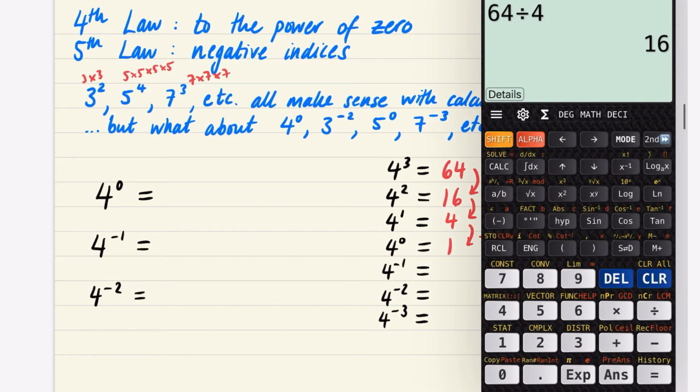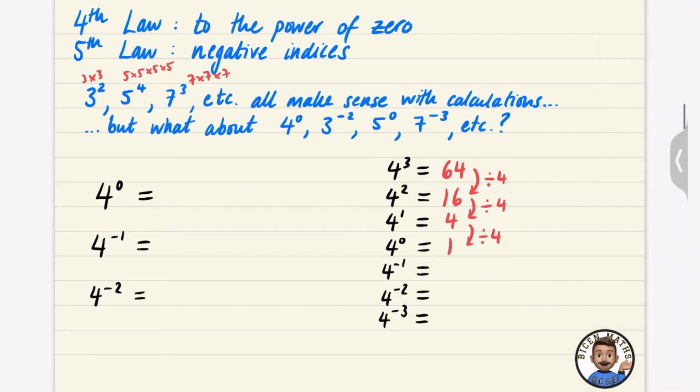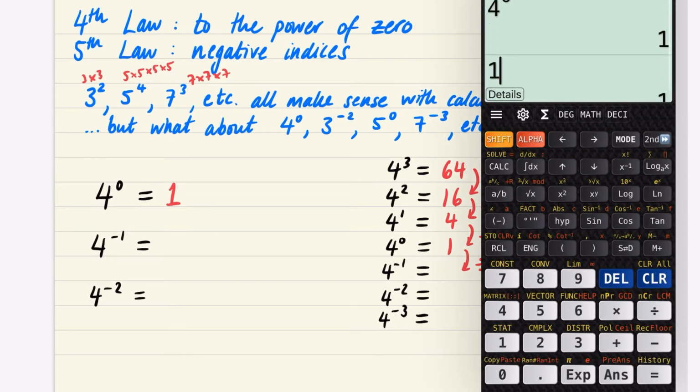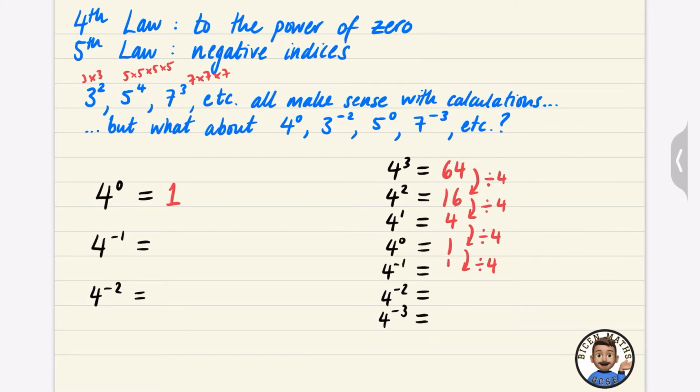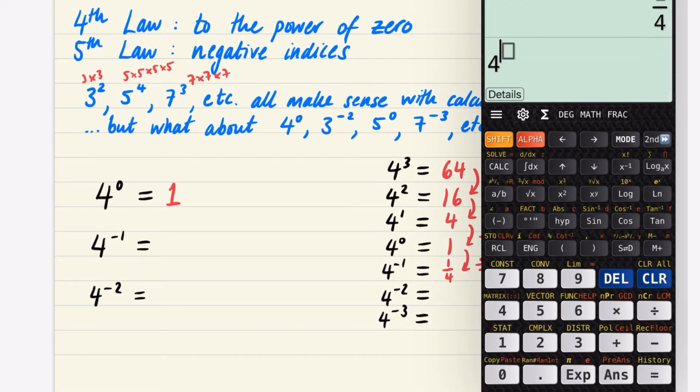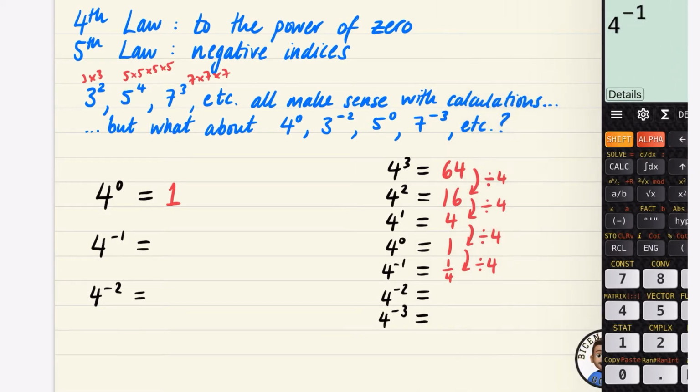Let's just check that the calculator is going to show that that's true. Let's do 4 to the power of 0. We do get the answer 1. So I can answer over here, 4 to the power of 0 is 1. Let's extend this by dividing by 4. So I'm going to do 1 divided by 4. You could do 0.25, or you could say that it is a quarter. So I'm going to say it is a quarter, and I'm going to see if that works when I do 4 to the power of minus 1. I do get a quarter, so it does seem to be working.